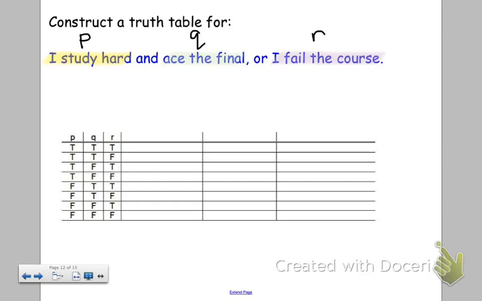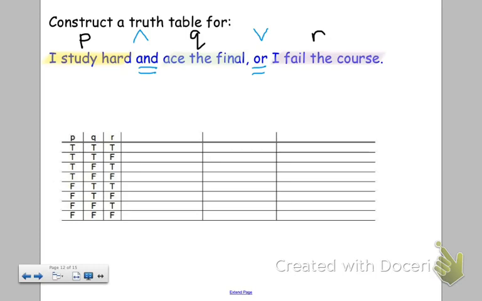Okay. Now, remember that when I'm picking out those statements, the way that I knew what each statement was is I worked around the connective pieces. I worked around that word and, and I worked around that piece or. Okay. So remember that and is going to be a connector. So I'm going to have P and Q. Or is also going to be a connector. I'm going to have an or symbol over my word or. Okay. And there's a comma in this sentence. It says, I study hard and ace the final, comma, or I fail the course.